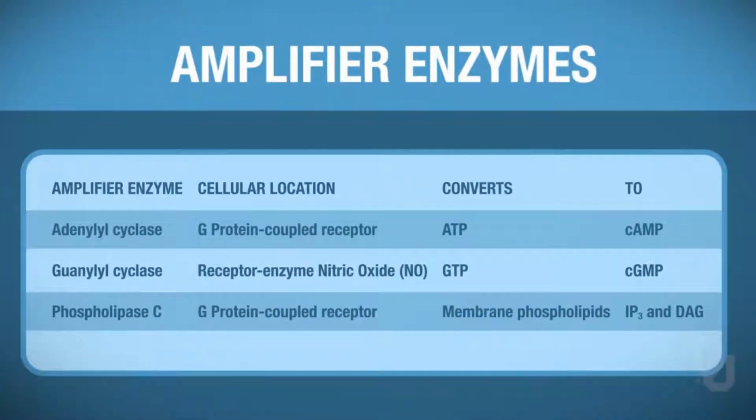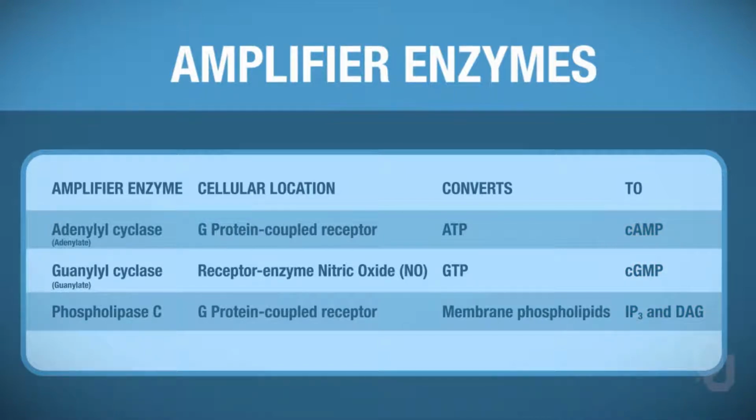Here are the various amplifier enzymes: adenylate cyclase, guanylate cyclase, and phospholipase C. What adenylate cyclase does is convert ATP to cyclic AMP. Guanylate cyclase, that amplifier enzyme, will convert GTP to cyclic GMP, and phospholipase C will convert your membrane phospholipids over to IP3 and DAG. These here on the end are your second messengers.